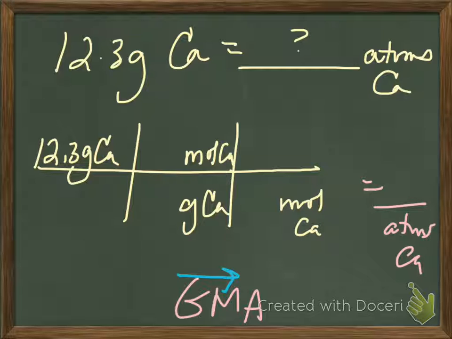It's kind of an obvious one because we know that we always have to go down and 1 over to cancel. So we have moles of calcium. What do we want to end up in? What's going to go on the top? Atoms of calcium.